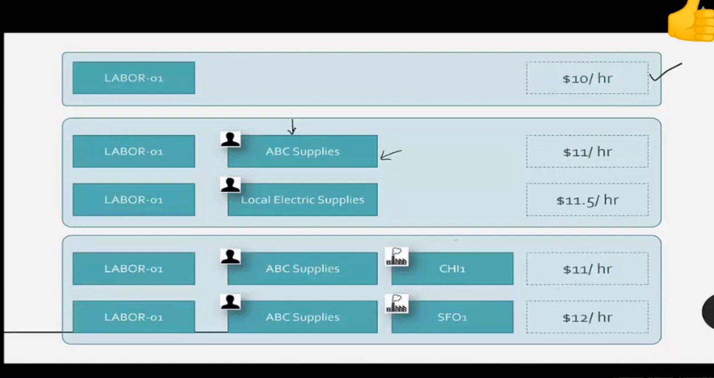And also we could maintain a price list by vendor and plant combination. Meaning the same vendor is going to supply a particular material in the Chicago plant at a particular price and in the San Francisco plant at a different price. It's the same material or same service. So these are the 3 different ways in which you can maintain prices for services.